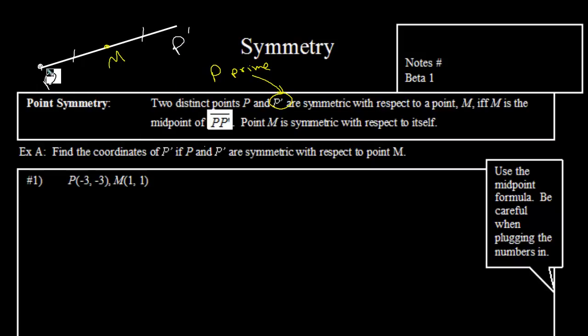In other words, if you were to take P and physically flip it over M, the same distance in the same direction of this segment, it would land on P prime and vice versa. If you were to go in the same direction from P prime to M and the same distance, you would end up on top of P. It's identical on both sides. It's a mirror image.